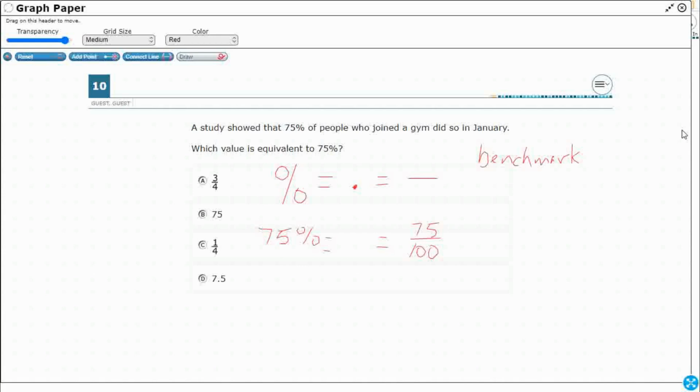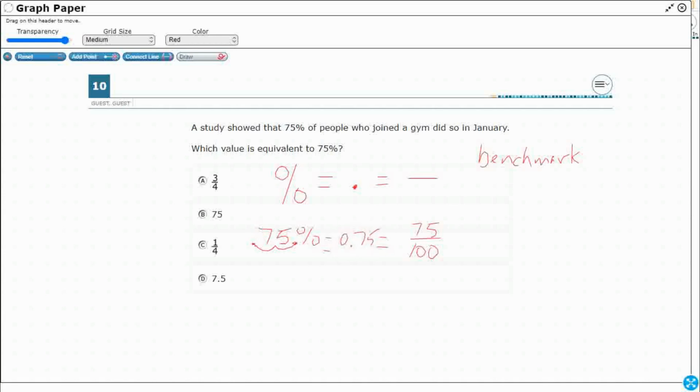Or you can always put the decimal and move it twice to the left. Now, if there's no decimal there, it's always after the ones place. We typically don't include it unless there's a tenths or hundredths, but it always goes after the ones place. So when we move from a percent to a decimal, we move it over twice to the left, so we're going to get 0.75.